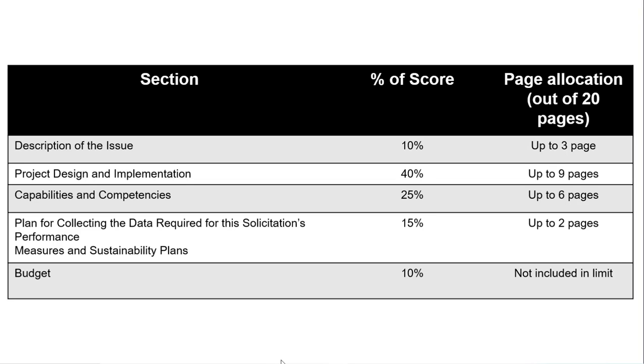Now this, in comparison to the previous sample we looked at, the budget is scored in this particular solicitation. It's worth 10% of your score. And there's not a page limit. The budget is not included in the 20-page limit. So you have as much space as you want, and it's worth 10% of your score.